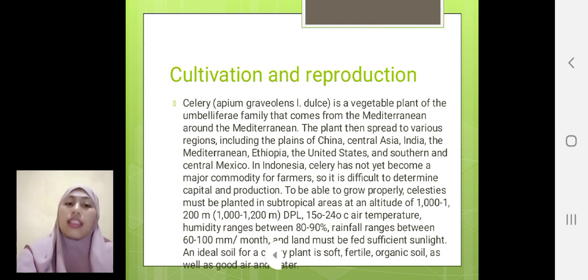Cultivation and reproduction. Celery, Apium graveolens L, is a vegetable plant of the Umbelliferae family that comes from around the Mediterranean. The plant then spread to various regions, including China, Central Asia, India, Ethiopia, the United States, and South and Central Mexico. In Indonesia, celery has not yet become a major commodity for farmers, so it is difficult to determine capital and production. To grow properly, celery must be planted in subtropical areas at an altitude of 1,000 to 1,200 meters above sea level.